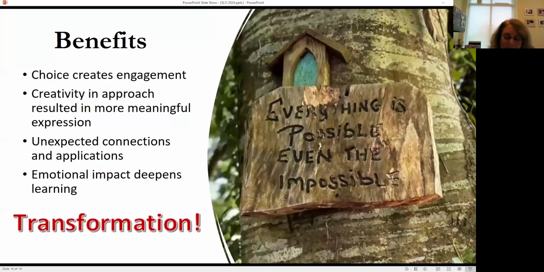Several students used this image, "Everything is possible, even the impossible," in their capstone projects. It was from a fairy garden trail at Bunratty Castle. It really illustrates their dedication to persevering through their dissertation.